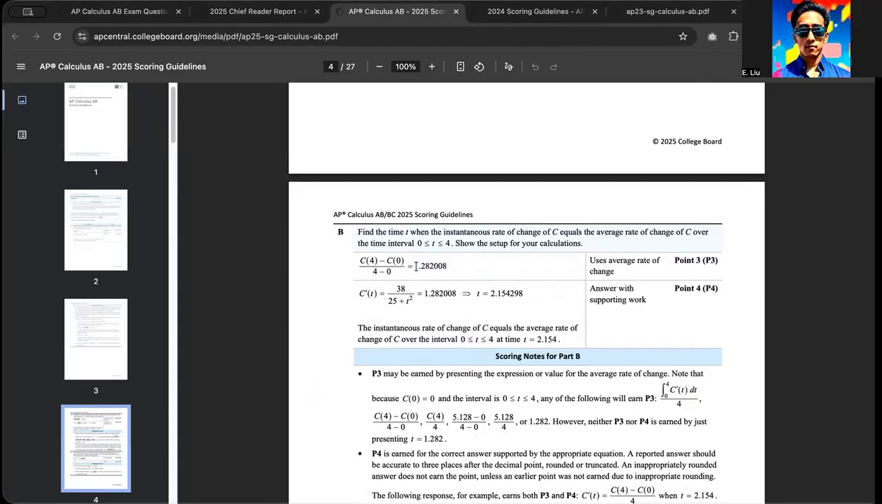That's 1 point. That's my setup for this calculation. We can also set up our derivative function to solve for that as well. In this situation, we would just set up our equation where this equals this, multiply this over, and solve for our t. So the instantaneous rate of change of c equals the average rate of change of c over the interval at this time.